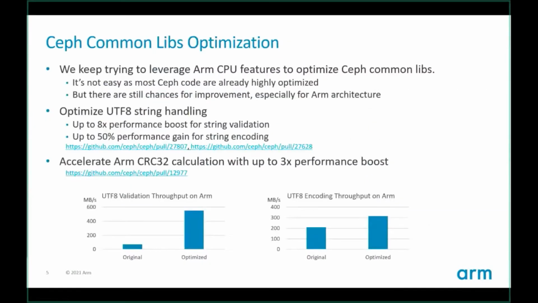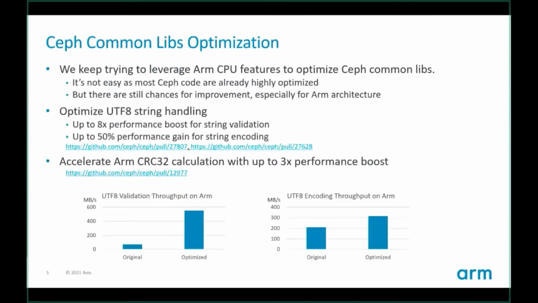We keep trying to leverage Arm CPU features to optimize Ceph common libs. It's not easy as most Ceph code is already highly optimized, but we still try to find some potential points to optimize, especially for Arm architecture. The following is some optimization we did in early days.